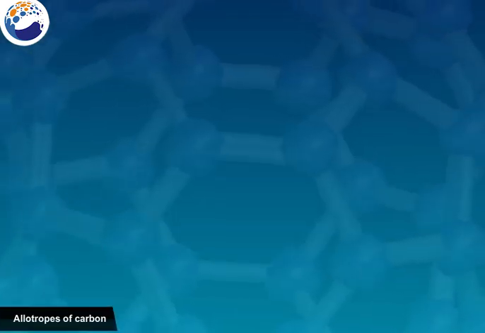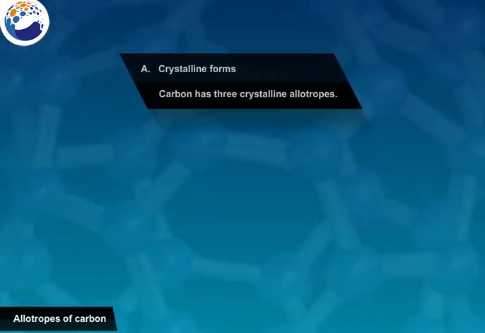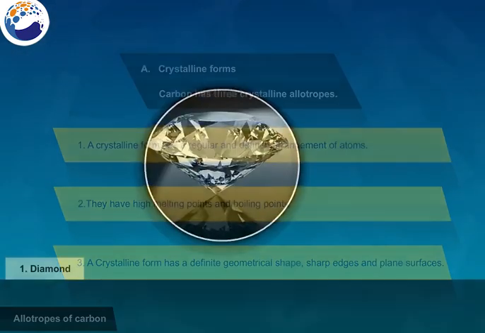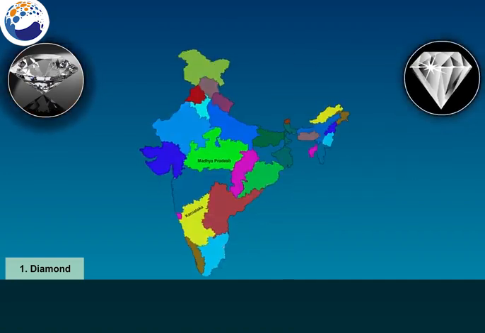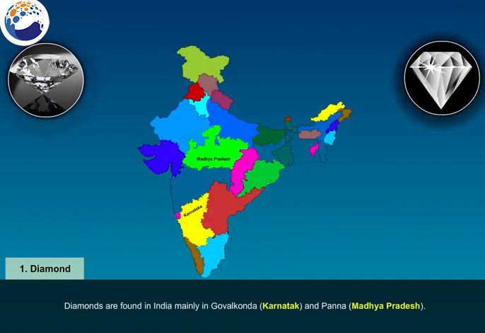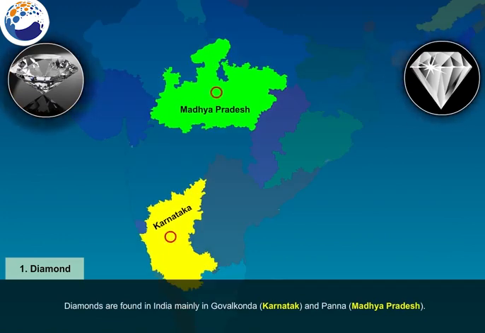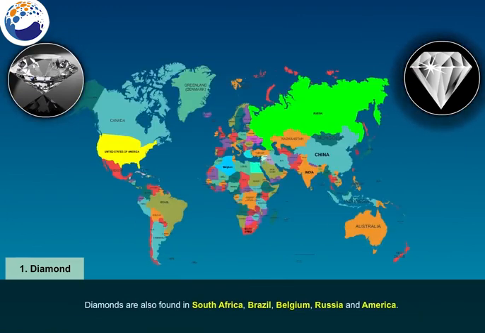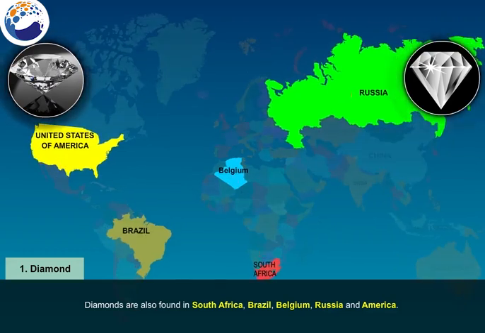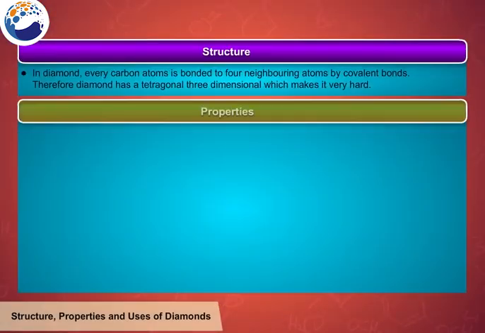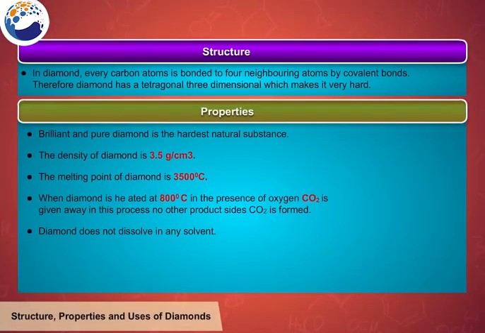Allotropes of carbon. A. Crystalline forms. Carbon has 3 crystalline allotropes. 1. Diamond. Diamonds are found in India mainly in Golconda, Karnataka and Panna, Madhya Pradesh. Diamonds are also found in South Africa, Brazil, Belgium, Russia and America. Structure, properties and uses of diamonds.